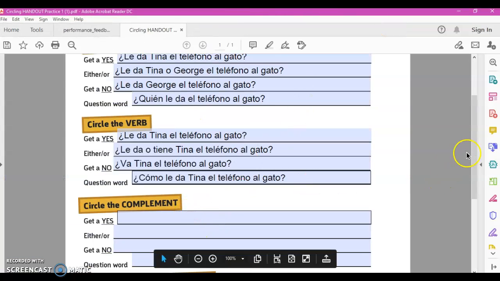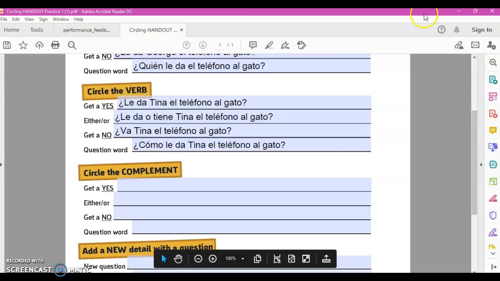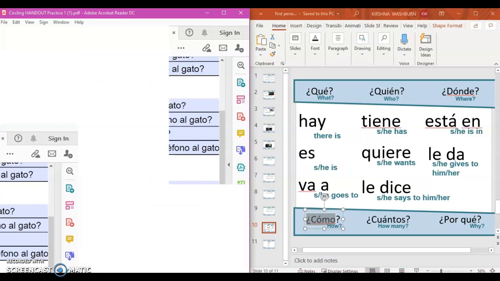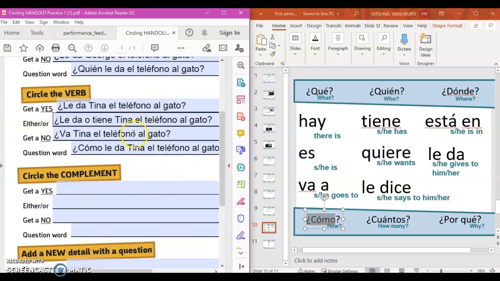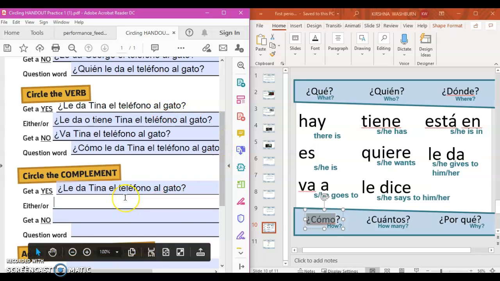Then we are going to circle the complement. And the complement is basically anything left in the sentence. All right. So we're going to start with a yes question. The yes question we've already written twice before is gives Tina the telephone to the cat? Or does Tina give the phone to the cat? Yes. All right. So we've written that same question 3 times.